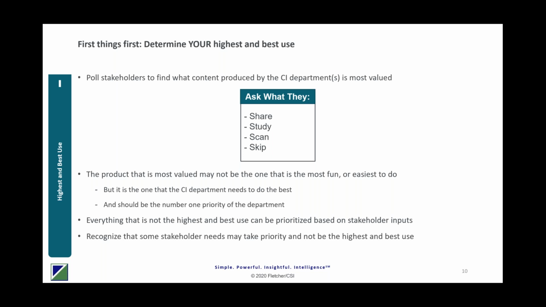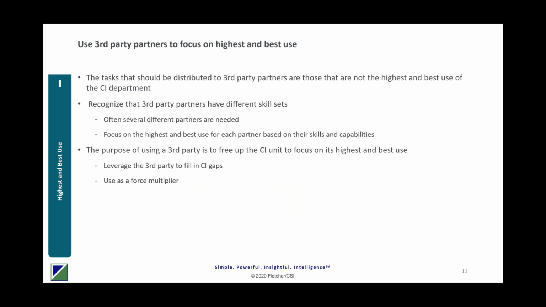So understand what is the highest and best use of CI in your organization. Focus your internal resources towards managing and meeting that highest and best use, and start looking for other resources to offload so that you can put more of your time and energy into what matters the most. When you use a third-party partner, they are not really ideally suited to be the deliverer of your highest and best use.